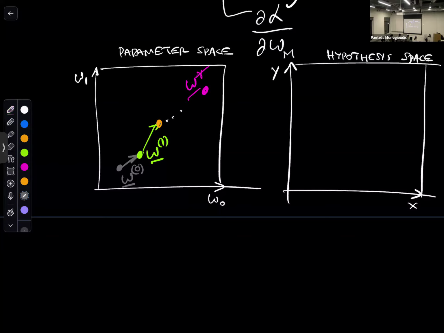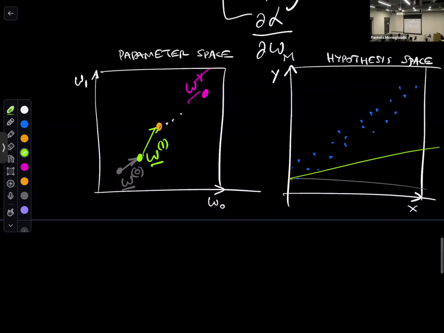What happens in the hypothesis space? That's your hypothesis for the gray W vector. It could be vertical, doesn't matter. It's a random line. As the iterations are progressing, and if the data are like this, these are the data, if you remember the data set. In the next iteration, you will actually get something like that. In the next iteration, you will get something like that. And finally, in the final iteration, it will be something like that.